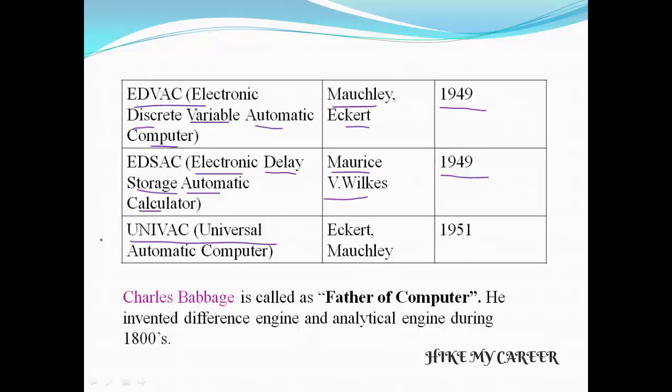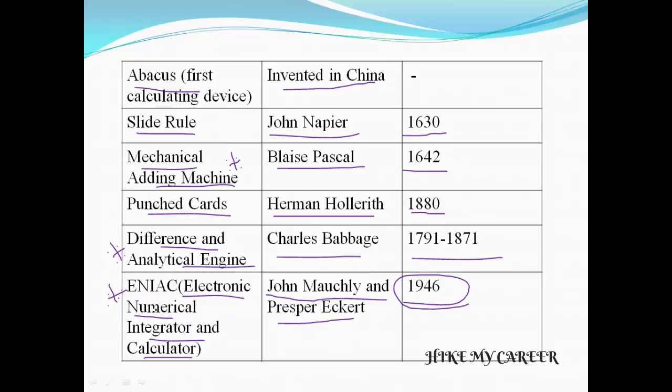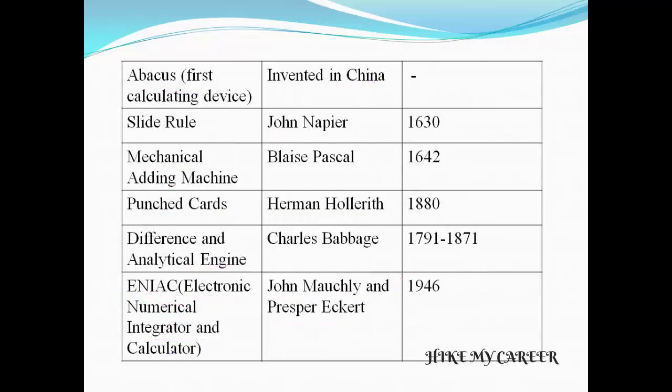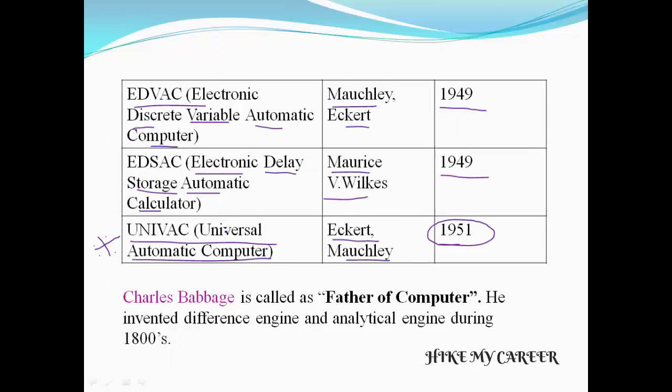Next is UNIVAC. It is very important. Friends, please note UNIVAC. UNIVAC means Universal Automatic Computer. It was invented by Eckert and Mauchly in 1951. So the important abbreviations are ENIAC, Electronic Numerical Integrator and Calculator, and UNIVAC, Universal Automatic Computer.